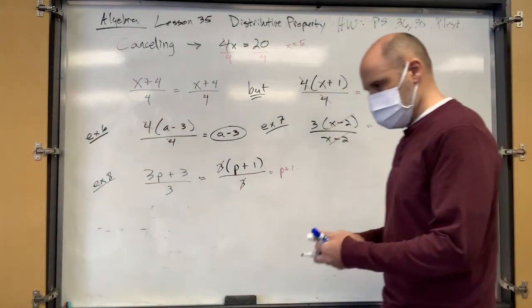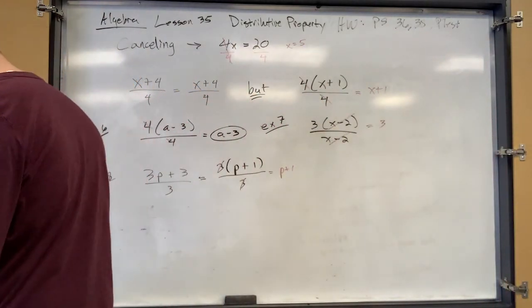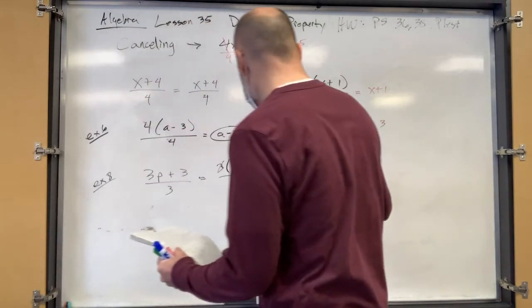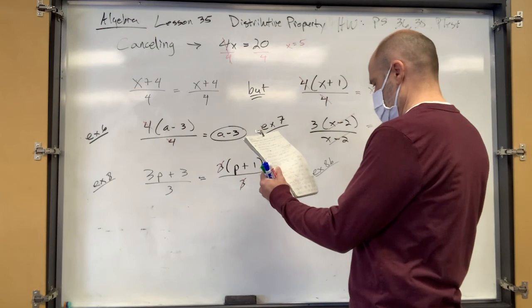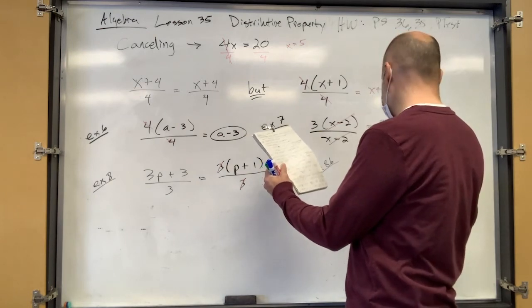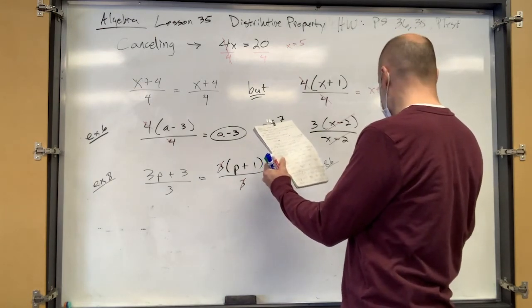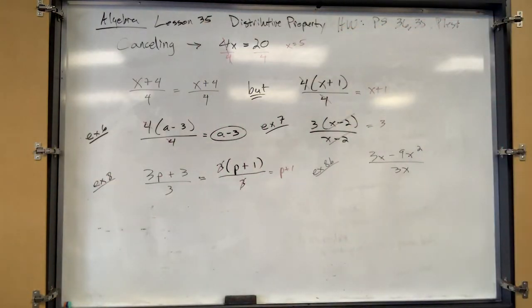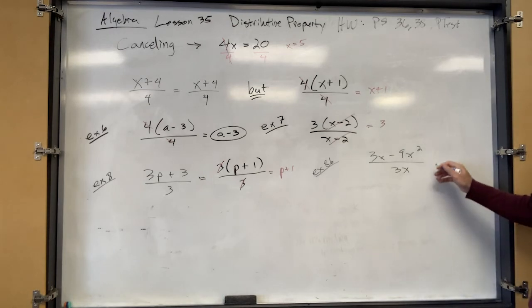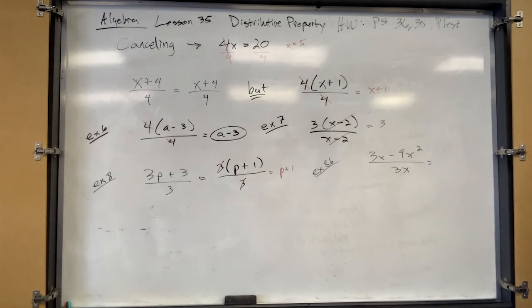All right, let's try something else here. Let's try 3x minus 9x squared all over 3x. Okay, when in doubt, factor it out. How do you factor that top? What goes into both? 3x. That's right, 3 and x go into both. What are you left with?